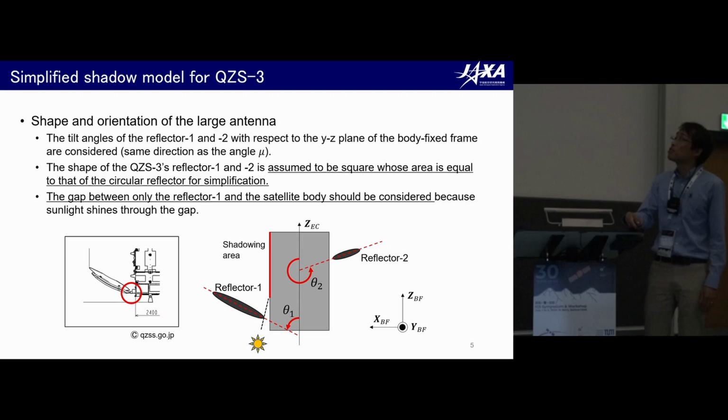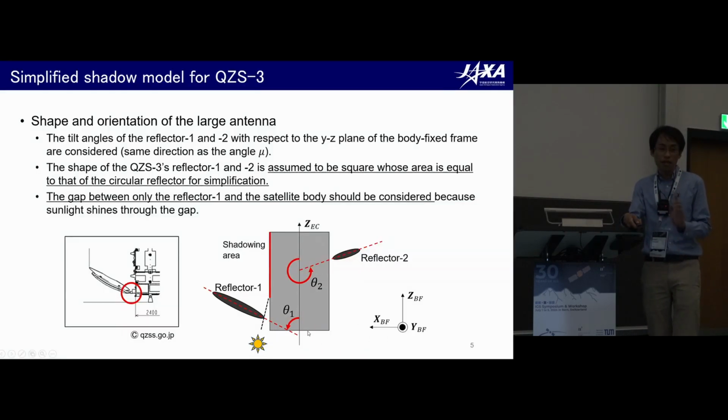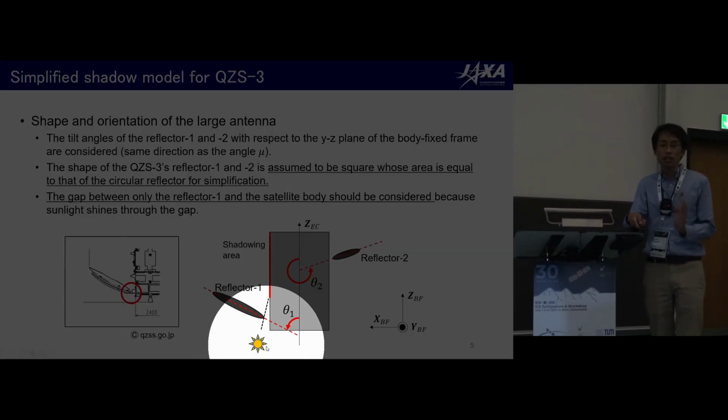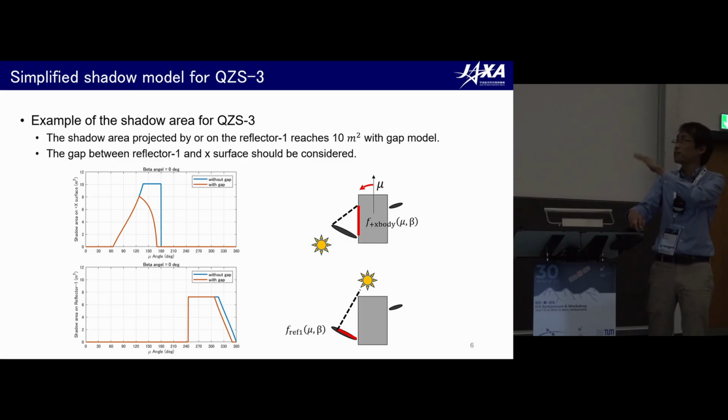For simplification, the shape of the QZSS satellite reflector is assumed to be a square whose area is equal to the circular reflector. And it is very important that the gap between the reflector and the satellite body should be considered, because the sunlight shines through the gap when the sun is located on the bottom side of the QZSS body.